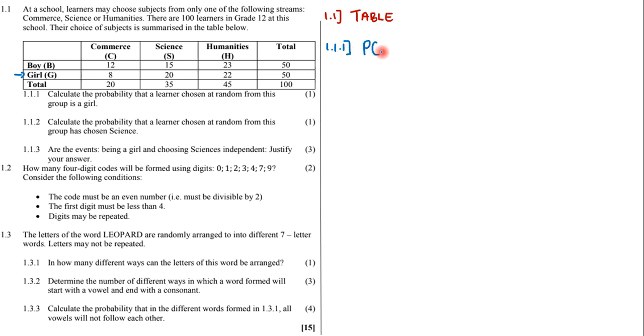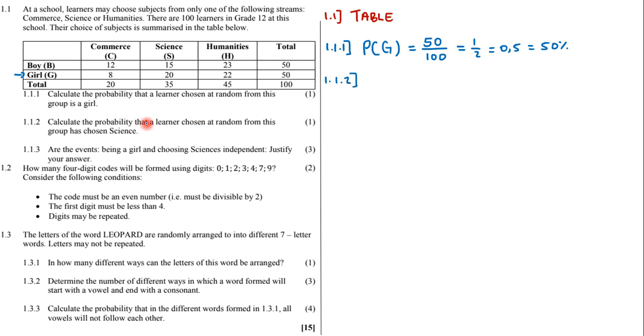So this means the probability that we get a girl in that group will be the event, which is 50 girls in the school, divided by the outcome, which is the total number of learners, which is 100. When you simplify this, it gives you 1/2, or you can write it as 0.5 or 50%, depending on how you write it. Okay, that one was quite easy, so let's look into the second question.